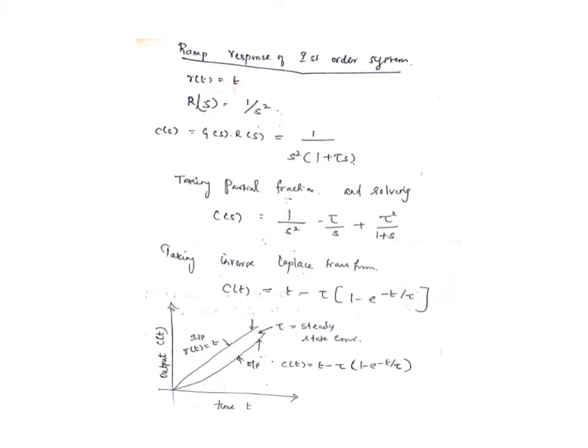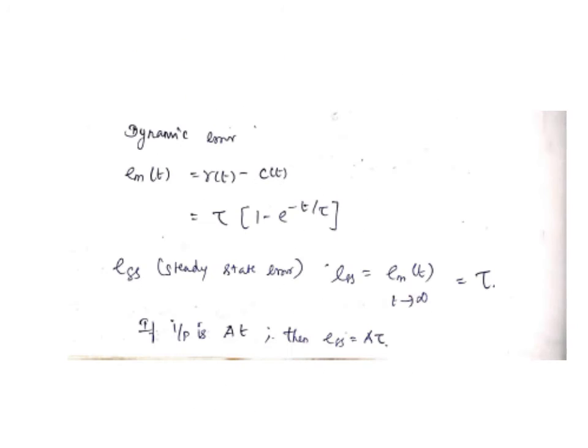Okay, and this graph is shown here between time t and output c of t. This is input r of t, which is equal to t, and this is output c of t equal to t minus tau into 1 minus e power minus t by tau, and this gap is nothing but steady state error. And dynamic error, similarly, how we calculated for the step input, we have to calculate for the ramp input: em of t equal to r of t minus c of t, which is equal to tau into 1 minus e power minus t by tau.